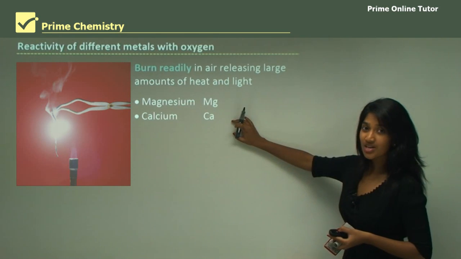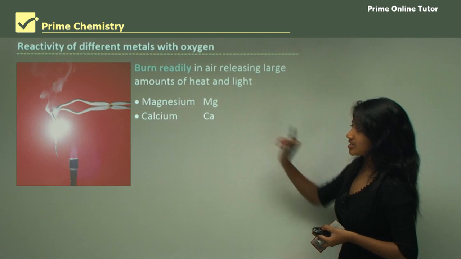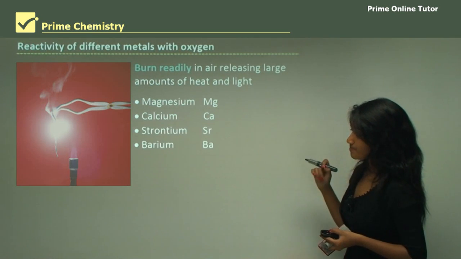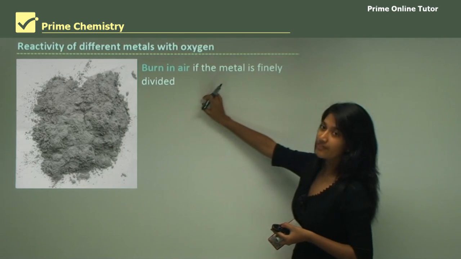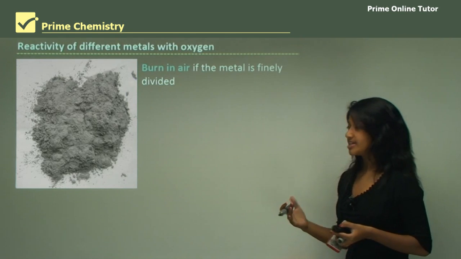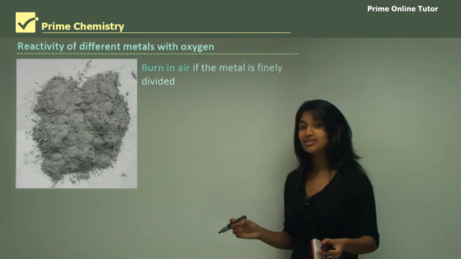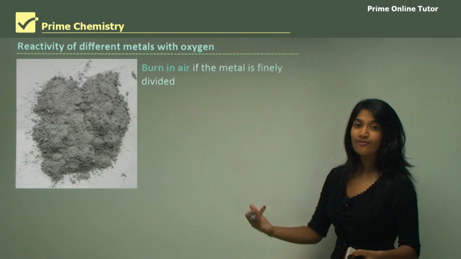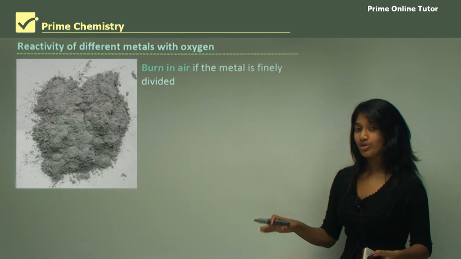We also have calcium. You probably didn't do this at school because calcium is a very unstable metal. And strontium, barium. Now burn in air if the metal is finely divided. Now why would it make a difference if it's finely divided is that when you finely divide something, you increase its surface area, which means that little volume, greater surface area. So it's easier for the burning or the heat to be dispersed in the molecules.